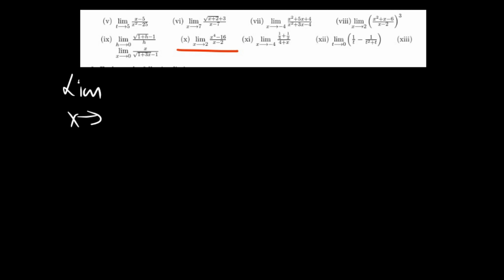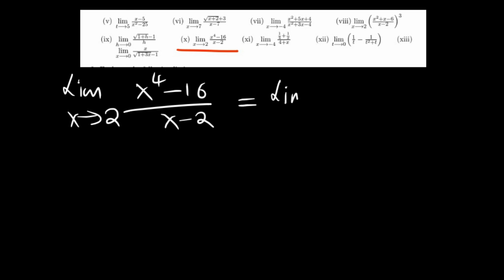The limit as x approaches 2, and then you have x to the power 4 minus 16 over x minus 2. So here what we have is the limit. What you can see is if we're going to substitute directly into the denominator, you see that we have a 0 in the denominator. So at this point, I believe we can write it as the limit as x approaches 2, and then we have x to the power 4. 16 can be expressed as 2 to the power 4, right?